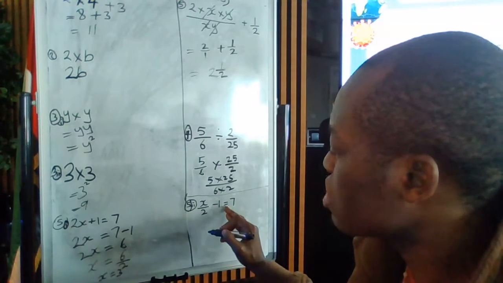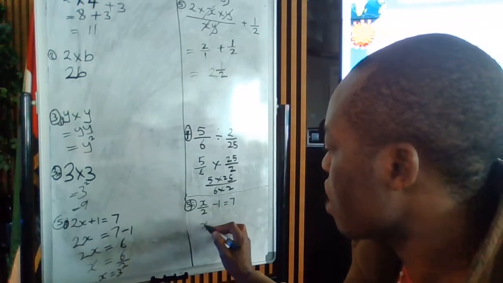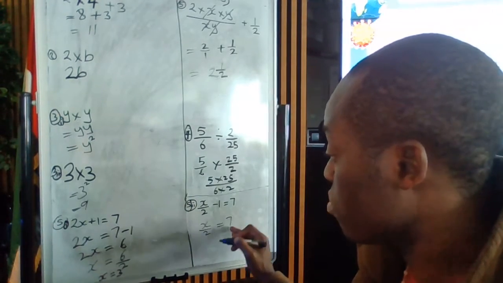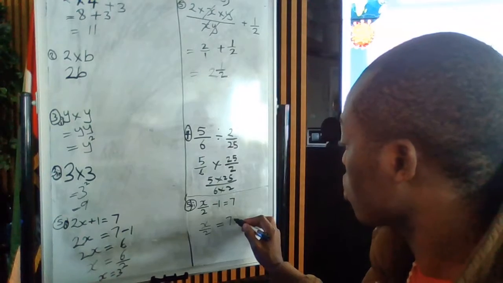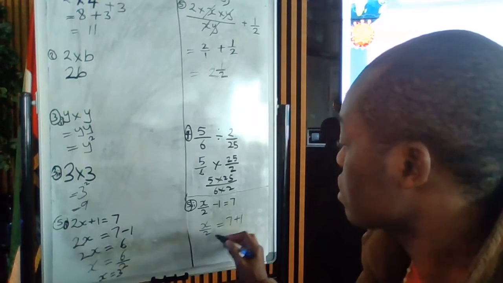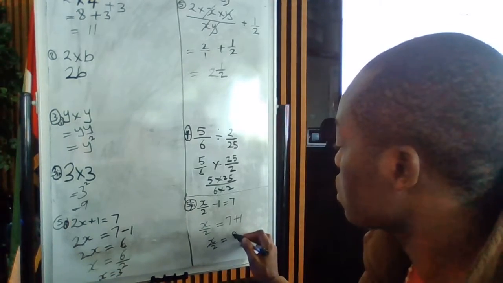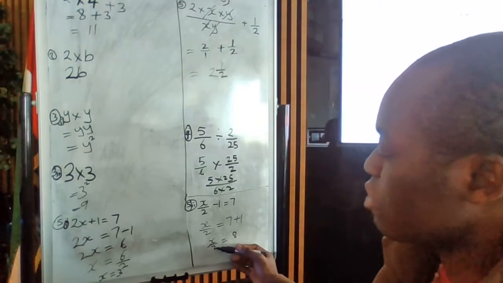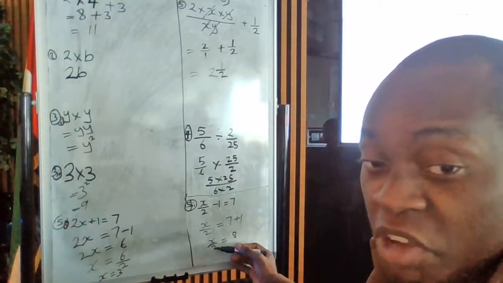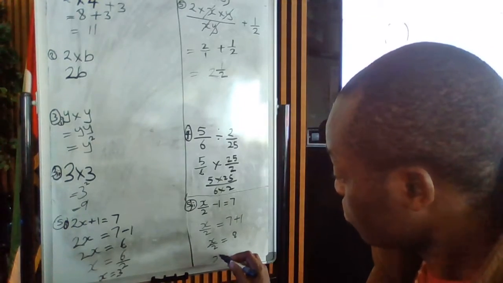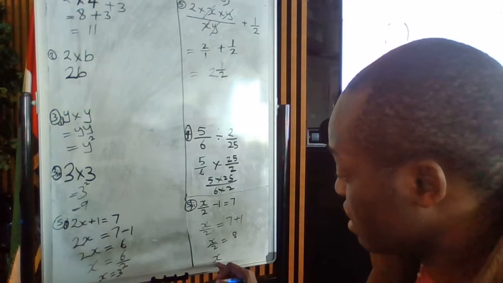The minus 1 will cross this bridge, it will change. So we have x over 2 equals 7 plus... the minus 1 will come and become plus 1. So that means x over 2 is equal to 8. Now this is divided by 2. Divided by 2, we are moving the numbers. Divided by 2, we move to this side and becomes what? You will have only x here.